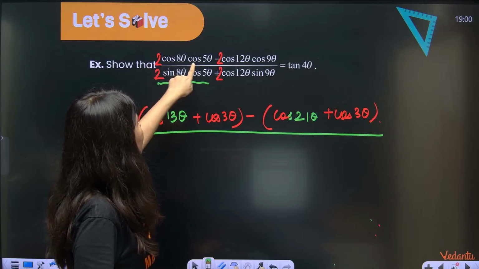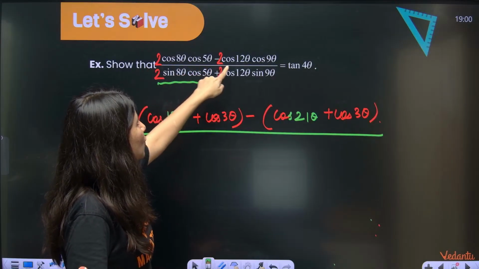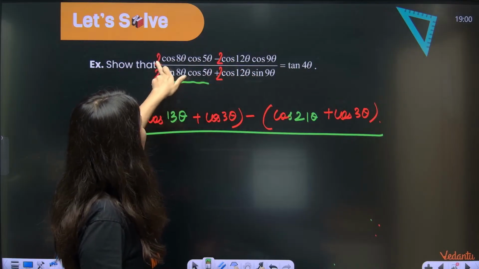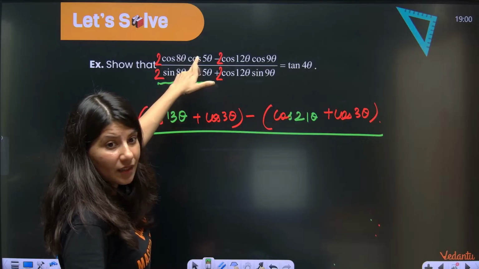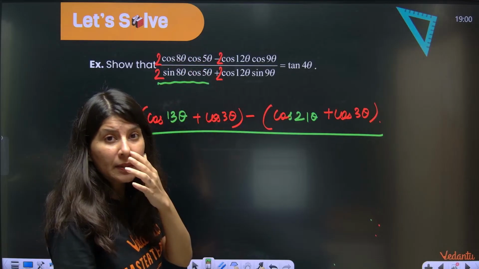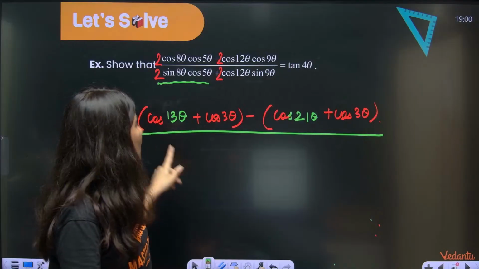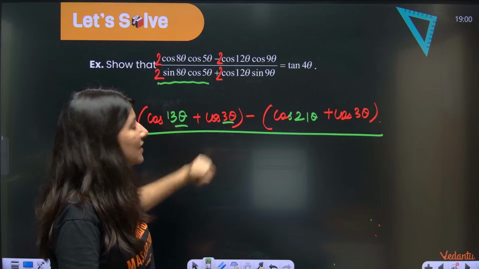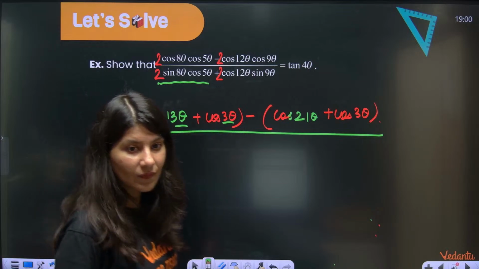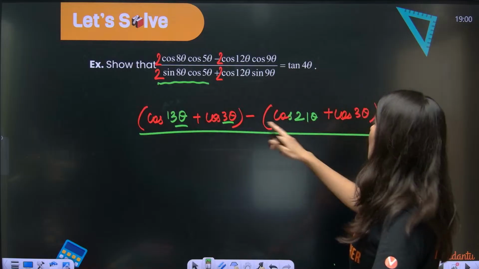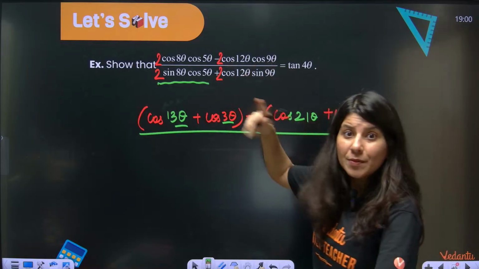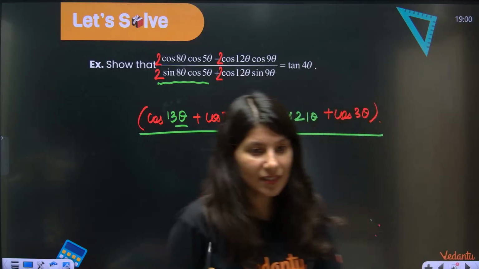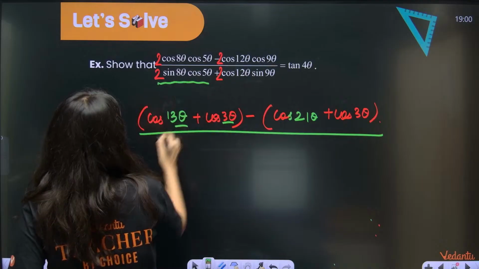Two cos 8 theta cos 5 theta minus 2 cos 12 theta cos 9 theta. Okay, so this is what? 2 cos A cos B. 2 cos A cos B is what? All cos. Cos A plus B plus cos A minus B. Okay. Now minus. Again 2 cos A cos B, all cos formula. 2 cos A plus B plus cos A minus B. Correct? Next, this is 2 sin A cos B.